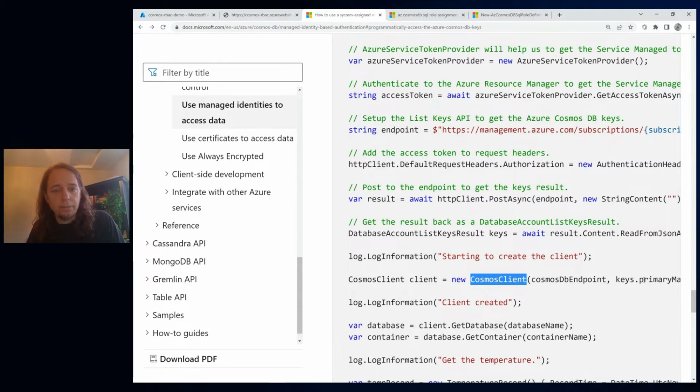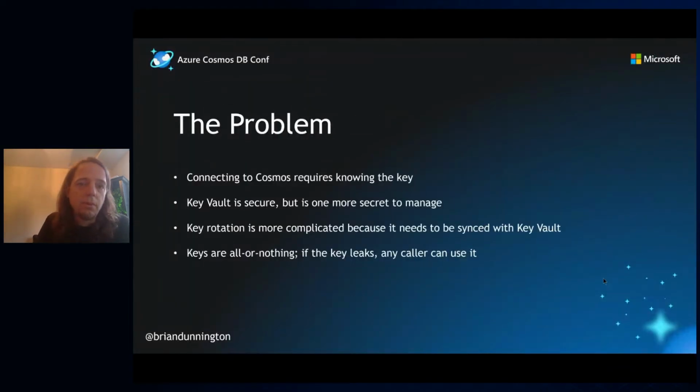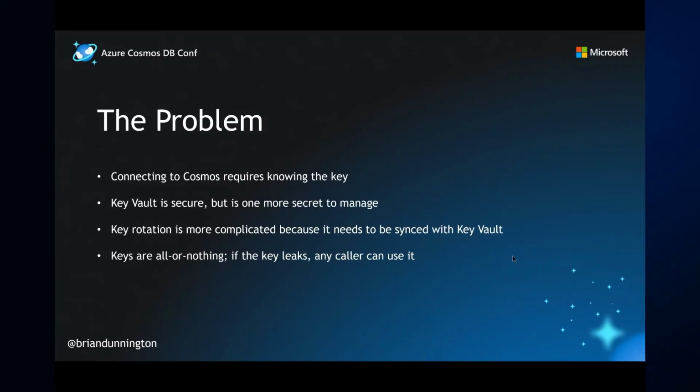So let's recap where we're at. When we talked about so far, in order to connect to Cosmos at all, you have to know the key. And things like Key Vault are secure, but storing your key in there is just one more thing to manage, and makes things like key rotation complicated because you have to do that kind of 5-step dance to get the key rotated and updated and restarted. And even if you use the REST API approach to avoid some of that, you're still using the key. And the important part there is that the keys are kind of all or nothing. So if your key leaks out into the wild and someone has it, then any caller can use it. There's no more fine-grained control than that. It's just if you have the secret, you can access the database. And so we want to try to improve upon that.